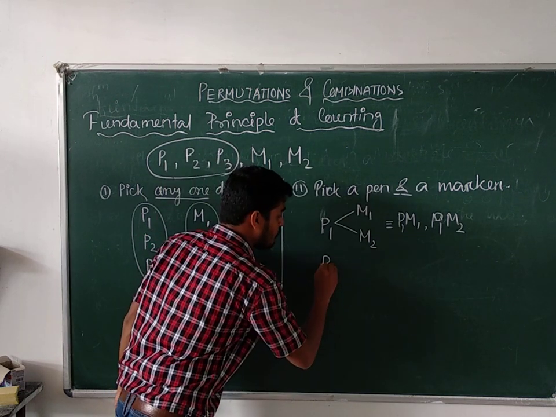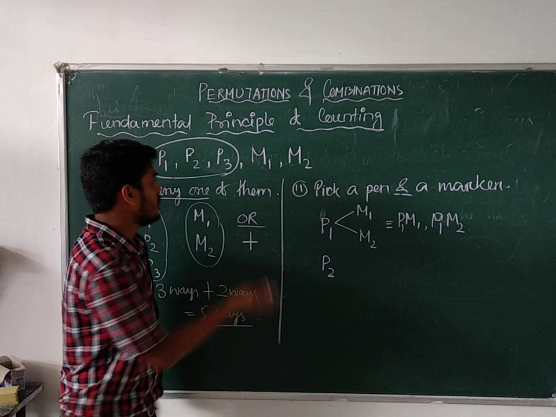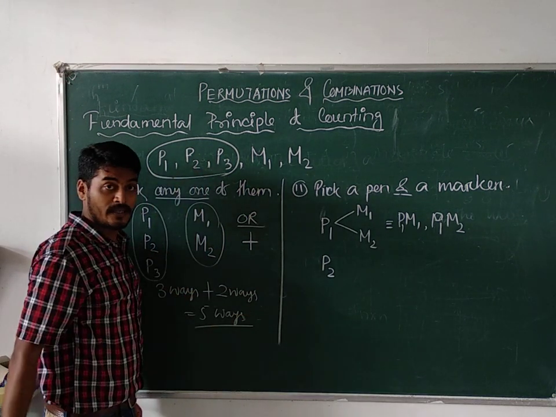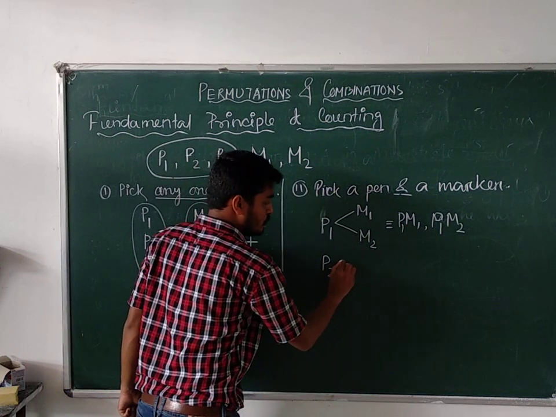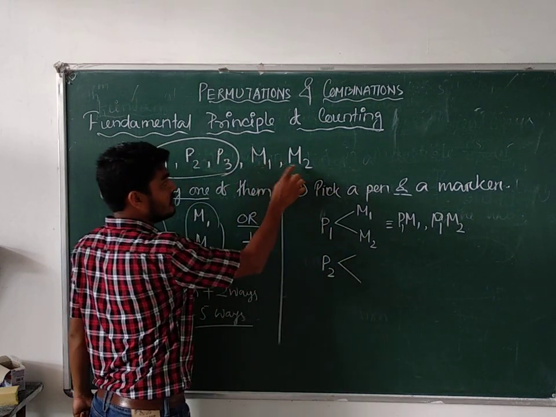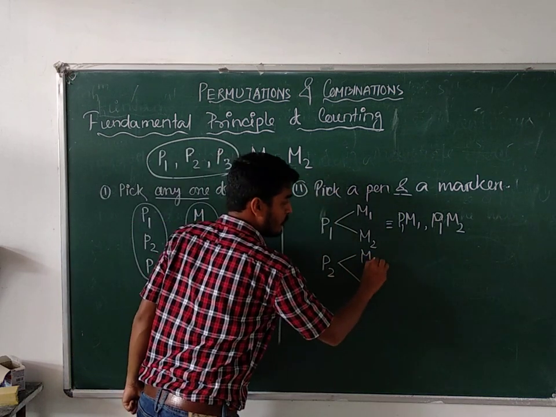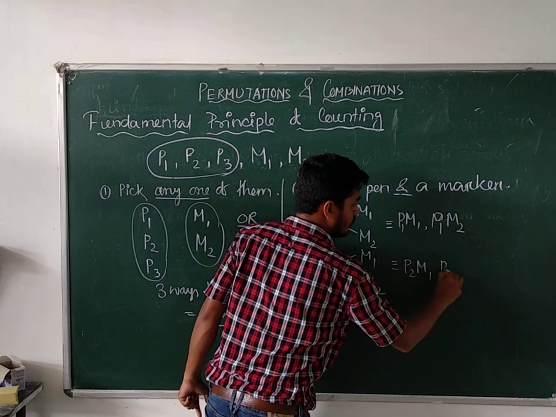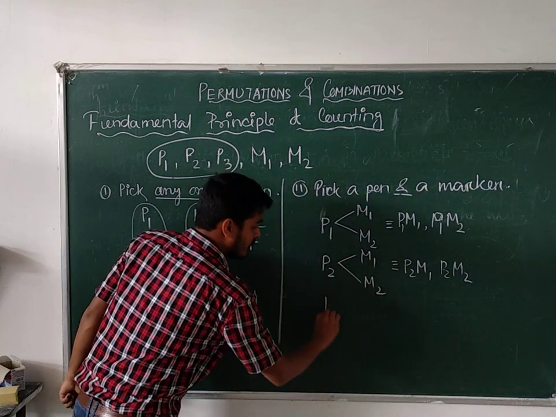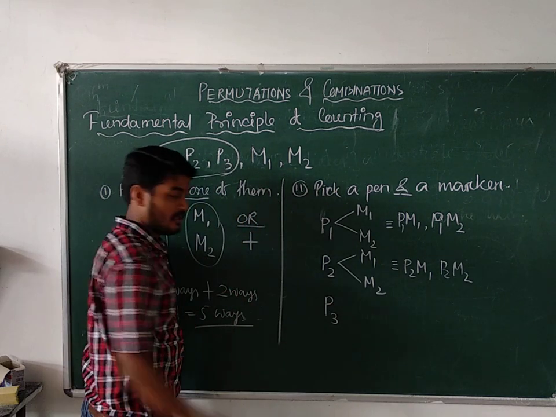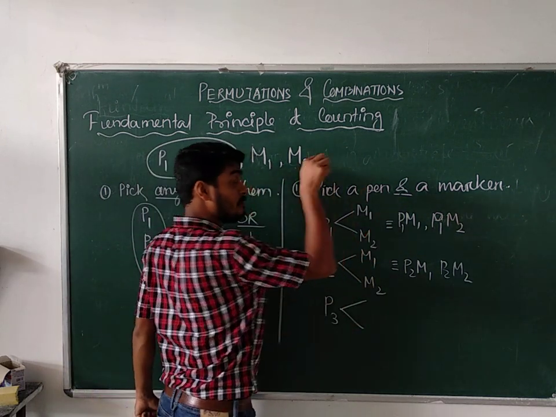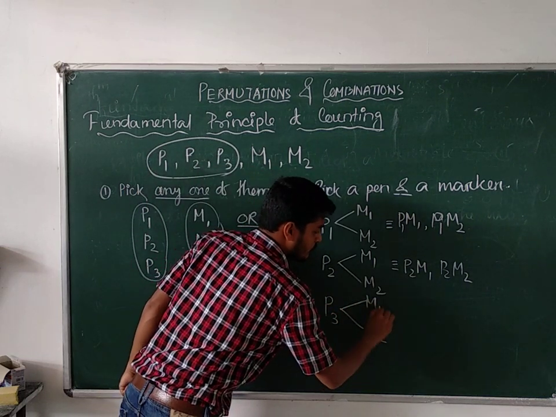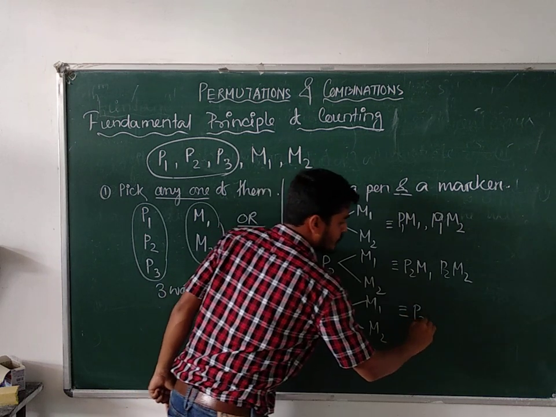Suppose you have selected pen 2. Suppose P1 is selected in one possibility; in another, P1 is not selected. Suppose he selects P2. After selecting pen 2, he has to select any one of these 2 markers. That means M1, M2. In the same way, P2M1, P2M2. Suppose someone selects pen 3. In the same way, he has to select a marker once again. That means 2 possibilities are there. Marker 1, marker 2. That means the possibilities are P3M1, P3M2.